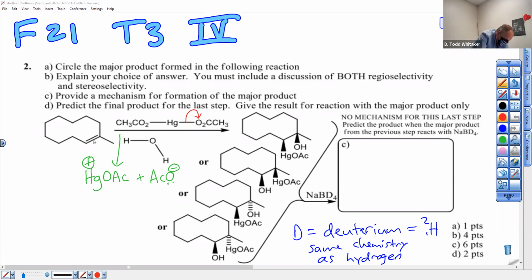Pi electrons attack the mercury cation, one arrow only, and you generate a cyclic mercurinium ion that looks like this. Partial bonds all the way around in a triangle, three partial bonds. Still has an OAc. The cation is now shared in the middle of the triangle.